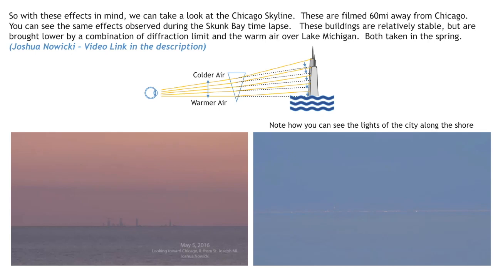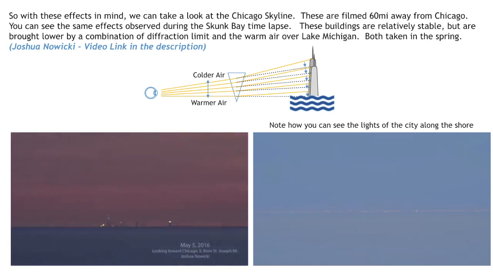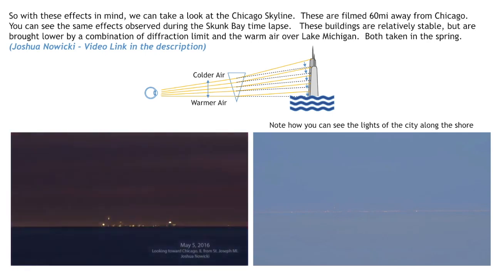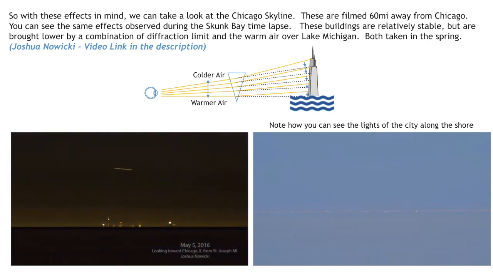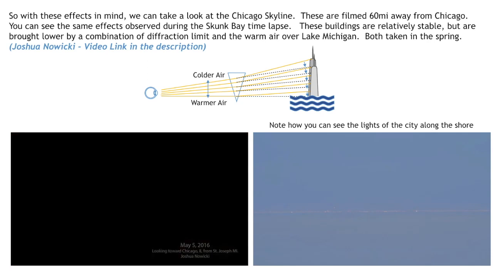So let's look at these now. You can see almost essentially the skyline just come to life along that lower edge. We'll take a look at this one here. Again, you can see much more of the landscape of Chicago along this one.